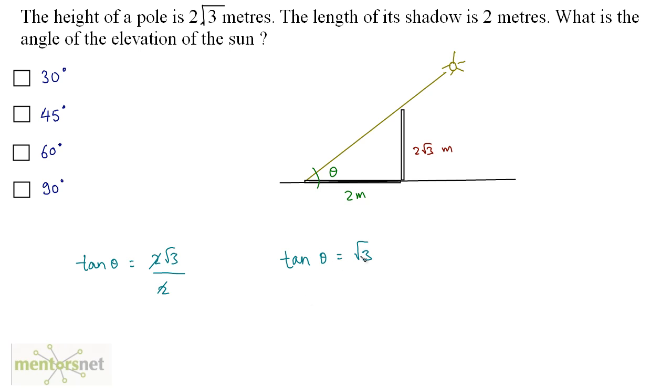Now if you refer to the trigonometric table, you'll find that tan of 60 degrees is root 3. Right? So I have theta is equal to 60 degrees. So the answer is option C. Okay, so you should remember the trigonometric table properly in order to solve such questions.